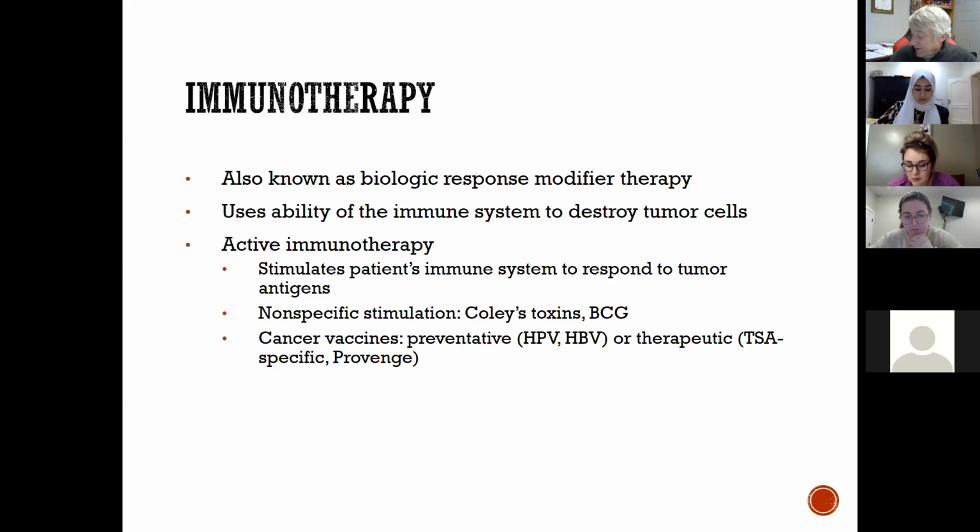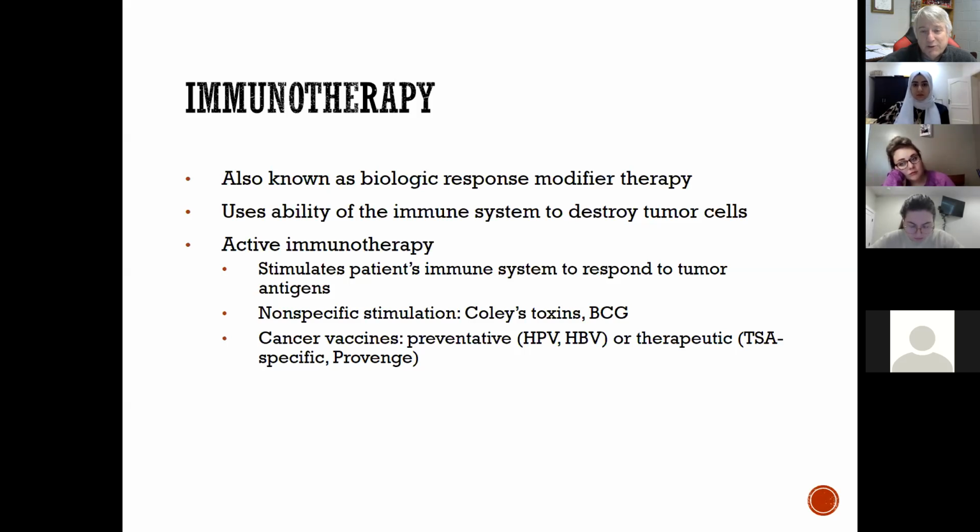So that being said, immunotherapy. We think of immunology being used against what we know about the immune system, and this is why you're in this class, to learn more about the immune system, so you'll understand what immunotherapy is all about.